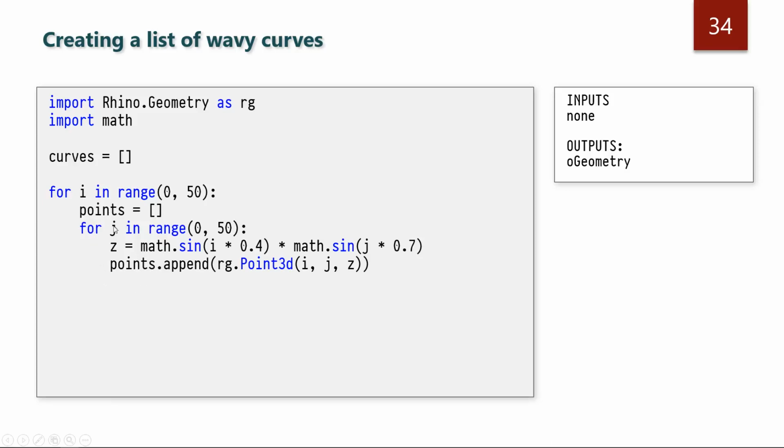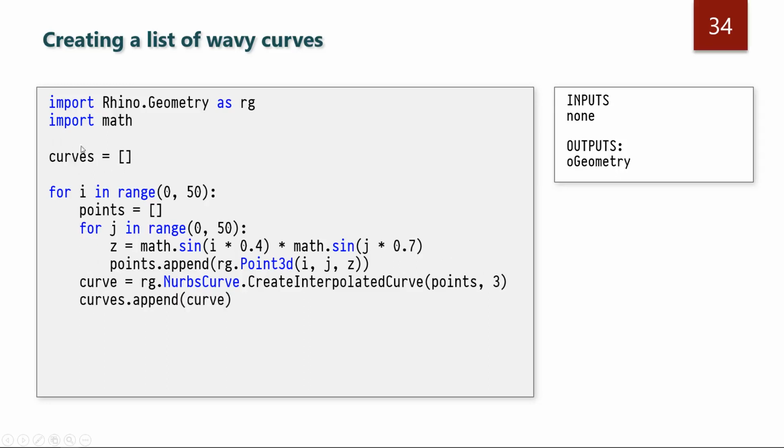After the j loop finishes, points will store the entire row, right? So I can use points to construct the curve that I want. You see, this function is outside of the j loop, but still inside the i loop. That's important to notice. And finally, we just append the curve to this list, curves, here. So points is outside of the j loop because points is reset every time i runs, but curves is outside even of the i loop. And finally, we just output.